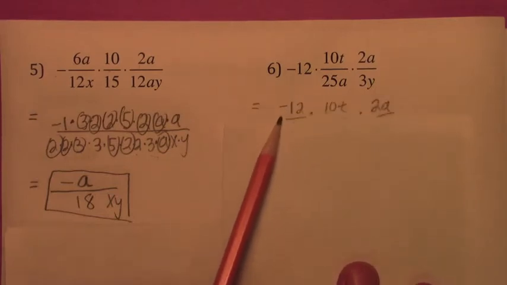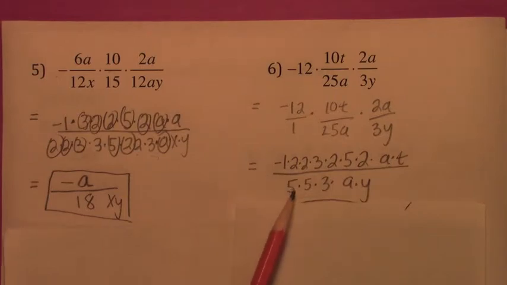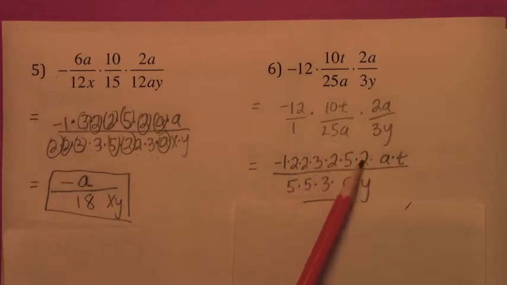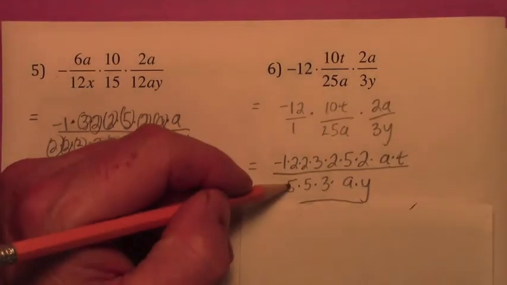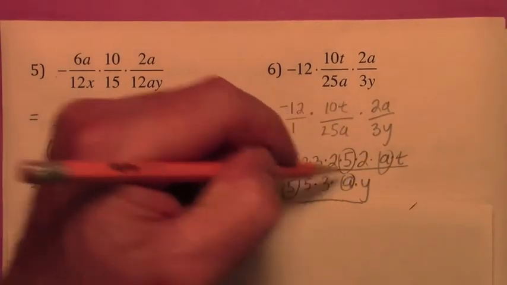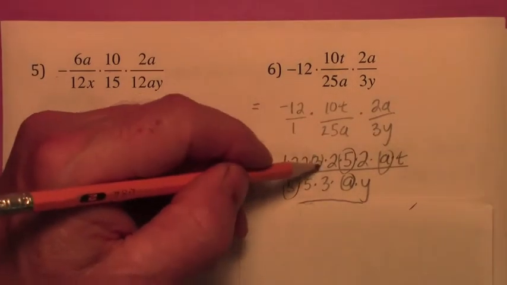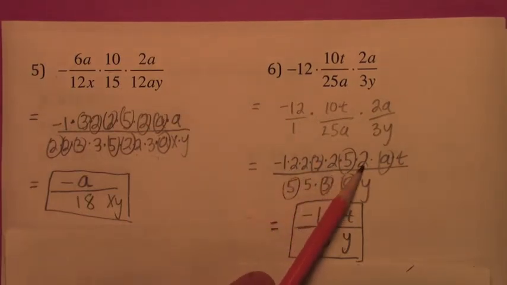All right, here we're going to do the same thing. Write this as negative 12 over 1. And then let's just start to factor everything into primes here. When you do that, I like to move the letters to the very end. It just makes it easier to organize. Any common factor is going to be part of your factor of 1. So it looks like a 5 is going to form a 1. Anything else? How about an a? I think a 3 also. So that leaves me with a 5y on the bottom, and I have a negative 1 times 2 times 2 times 2 times 2. That's 16t. So that's right, negative 16t over 5y.